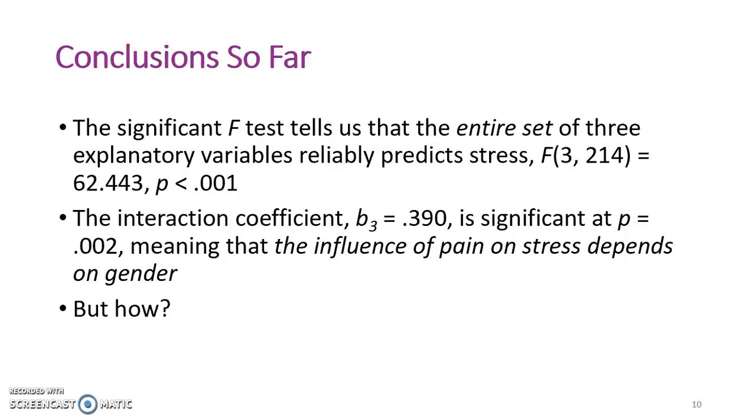So our conclusions so far are that the significant F test tells us that the entire set of the three explanatory variables does predict stress, with the F test and the p-value that we've already looked at. And the interaction coefficient is 0.390, and it's significant at p equals 0.002, meaning that the influence of pain on stress does depend on sex. But the question is how? How does the influence of pain on stress depend on gender? Or how does it differ for males and for females?